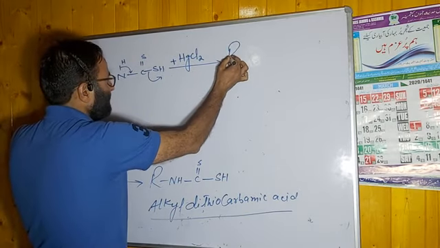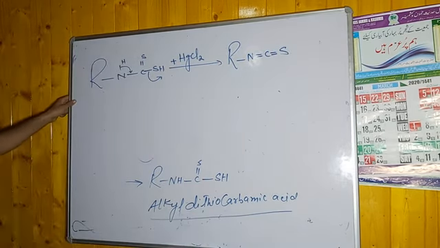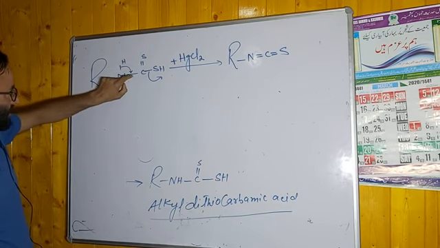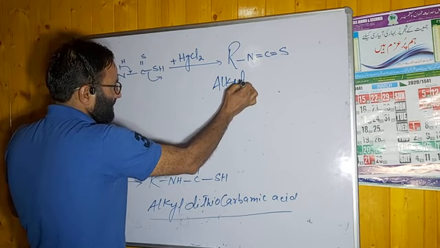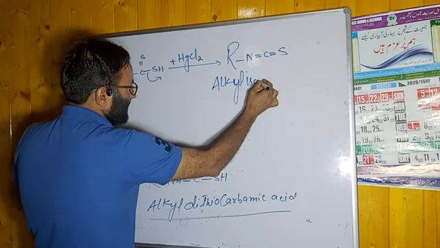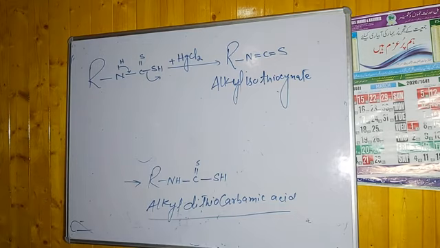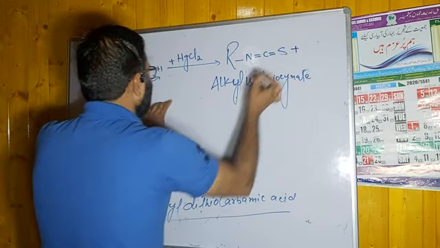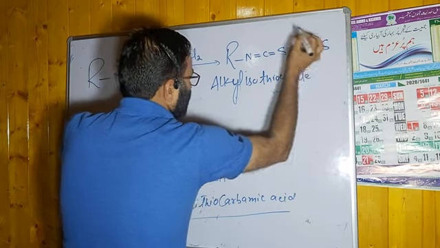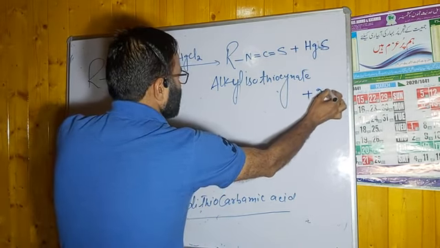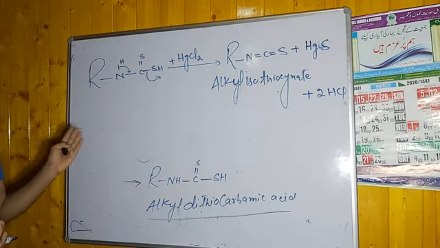You will have alkyl isothiocyanate. This is the compound you are getting here, R-N double bond C double bond S, alkyl isothiocyanate. Its name is alkyl isothiocyanate, iso because nitrogen is here. Plus, what will you get? Plus, you will have HgS, a black precipitate, mercuric sulfide, plus 2 HCl. This is the reaction of 1 degree aliphatic amines with carbon disulfide.